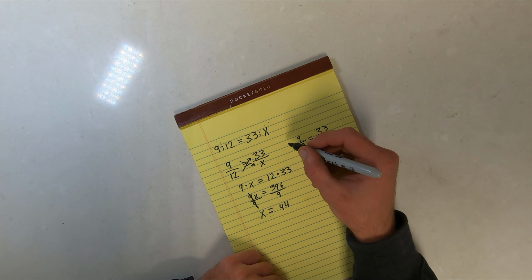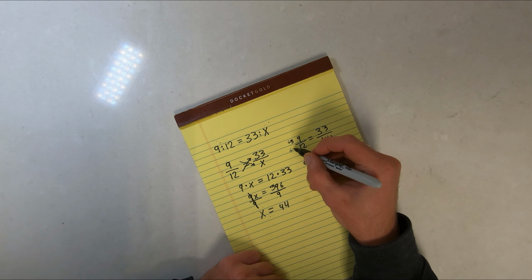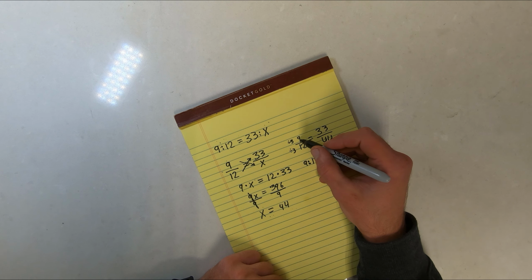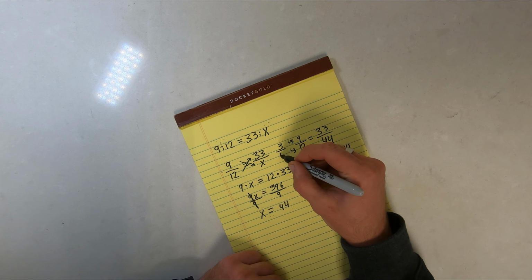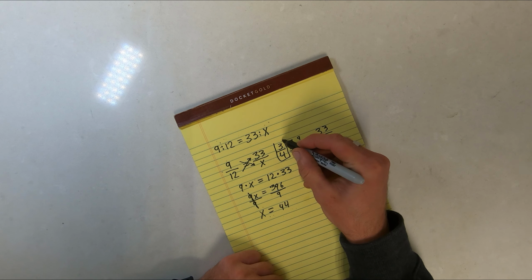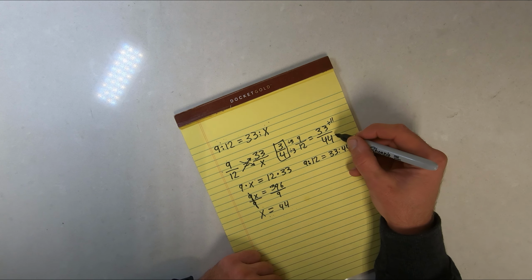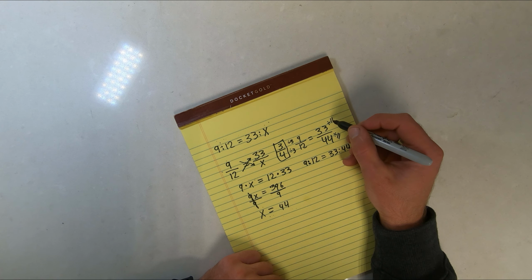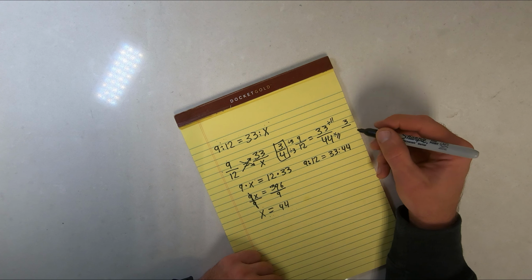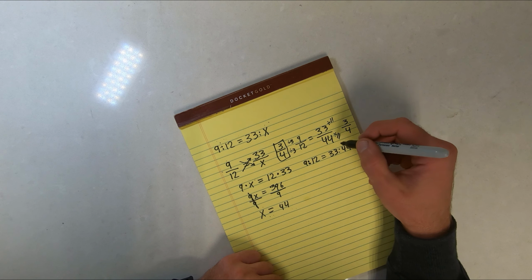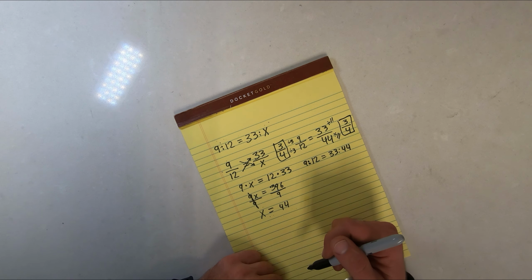We can reduce this one by dividing the top by 3 and dividing the bottom by 3. We get 9, 3 goes into 9 3 times, and 3 goes into 12 4 times. So on this side we have 3/4, and on this side we can divide by 11. We know that 11 goes into 33 3 times, and 11 goes into 44 4 times. So again, on this side we also have 3/4. So we know that these are equal.